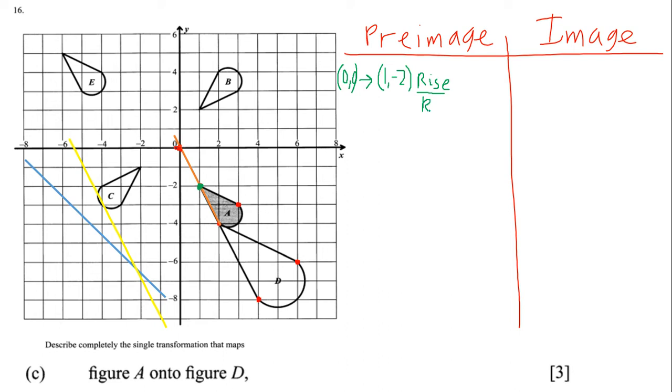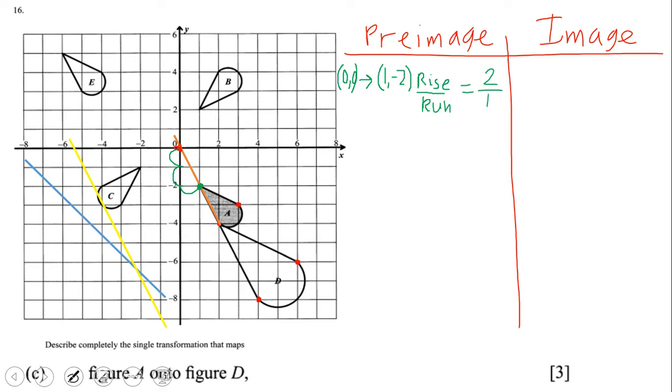What is our rise and what is our run? So our rise is going to be 1, 2. So rise is going to be 2. And our run is going to be 1. Come over. Okay, so it's 1.